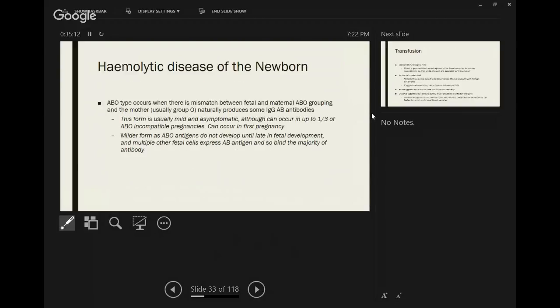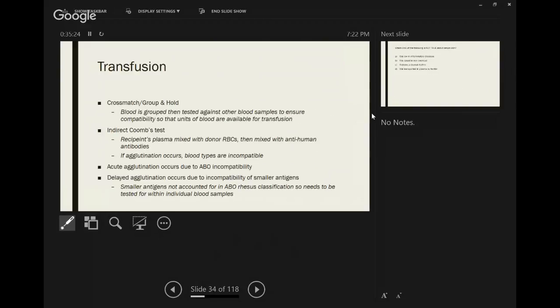Also, you can get an ABO type. It's usually mild because, like, some people can form IgAB antibodies. You're not going to be tested on it. It's just really interesting, actually. Sorry, I just put in a bunch of stuff that I find interesting.